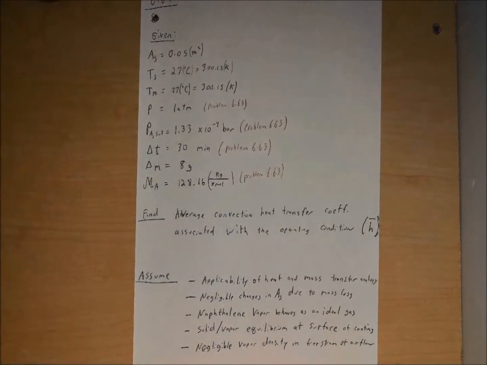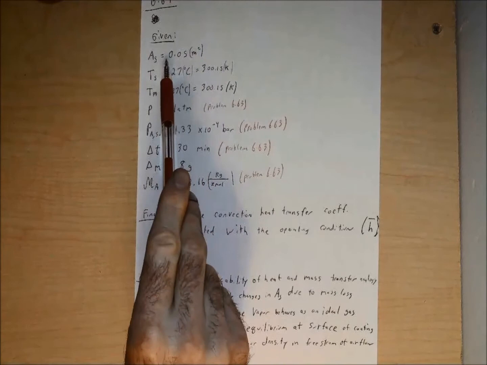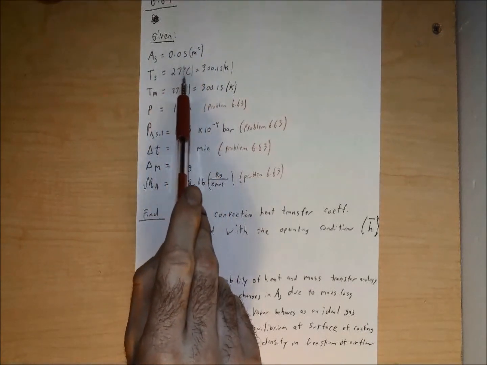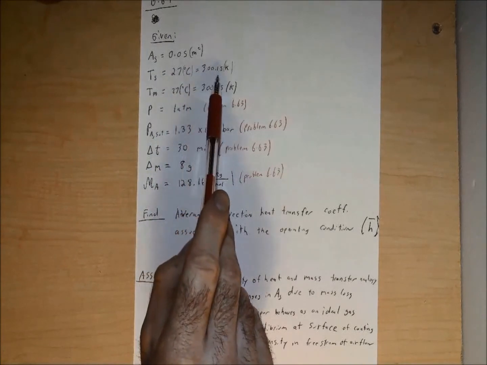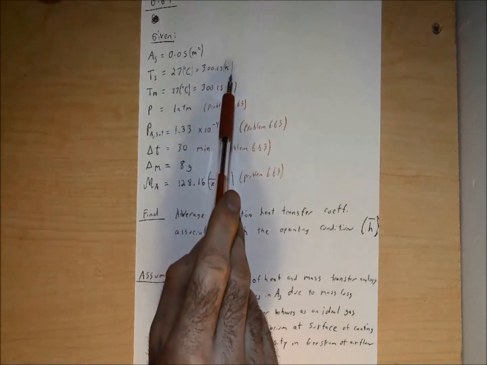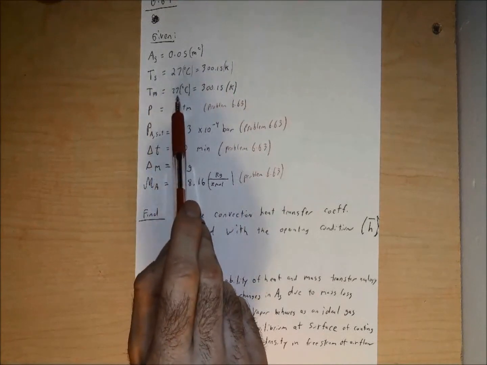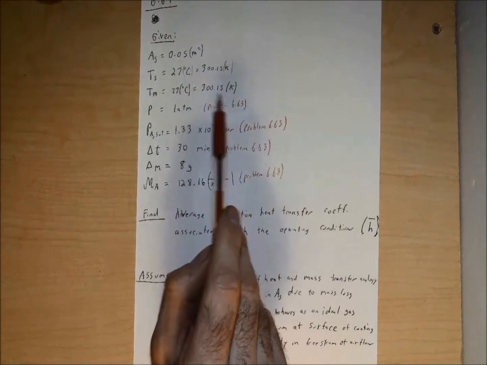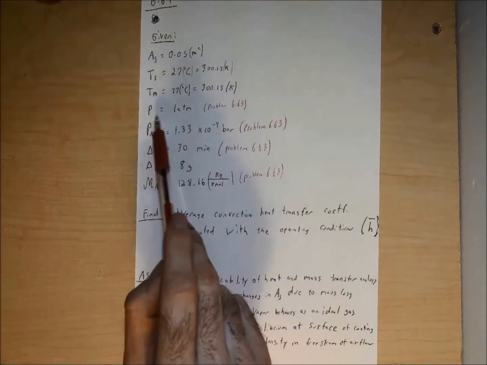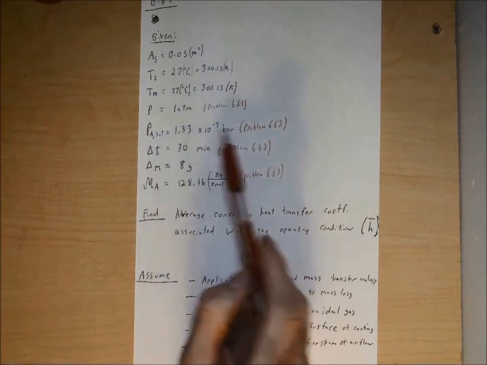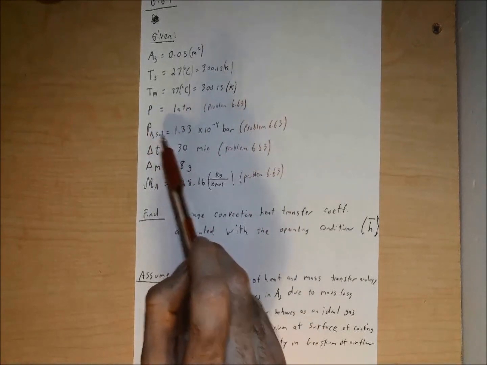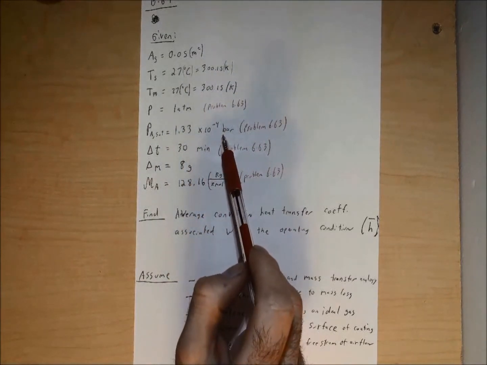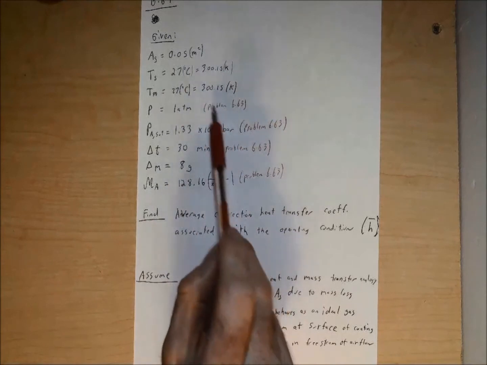So as we slowly go through these, we have our A sub s is equal to 0.05 meters squared. Our surface temperature, T sub s, is equal to 27 degrees Celsius. Or I'm going to convert to Kelvin here, and this is going to be 300.15 K. We have our T sub infinity is equal to 27 degrees Celsius as well, which again is 300.15 K. And then from problem 6.63, we know that P is equal to 1 atm. We also know from that same problem that P sub A comma SAT, or saturated there, is equal to 1.33 times 10 to the negative fourth bars. Again, pay attention to our units when we go to plug in for our actual equations.